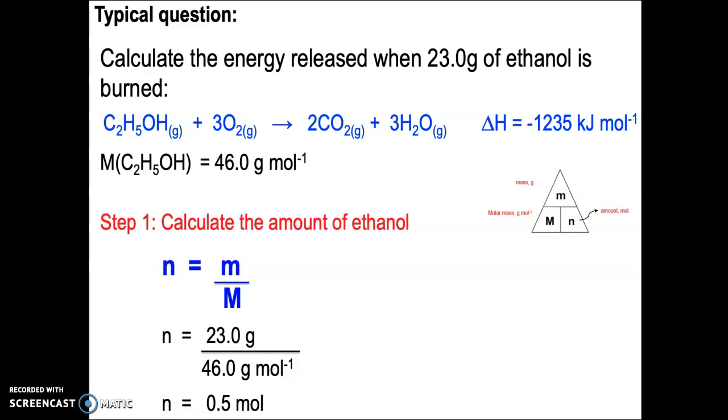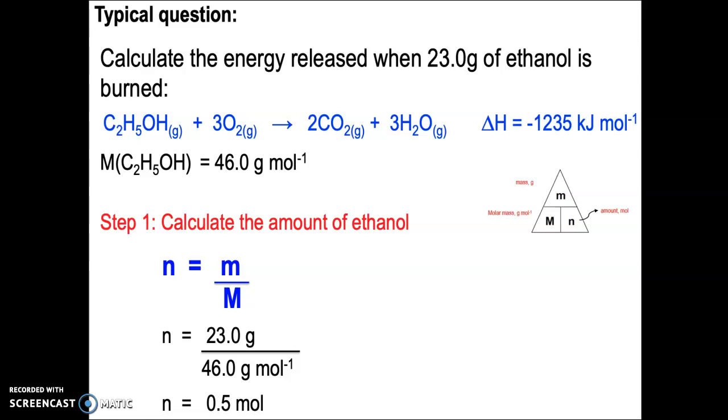So this question is asking us to calculate the energy, so that is the Q value, when 23 grams of ethanol is burned. So like I said, step 1 is convert your mass, that's that 23.0 grams, that's a mass value, to amount. So mass over molar mass. So there we go. The molar mass is always provided as well. You won't need to calculate that. You just need to find it in the question. So 23 over 46. And what we've got is 0.5 moles of ethanol.